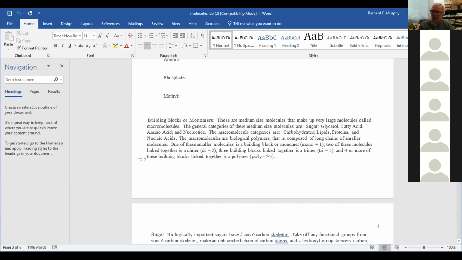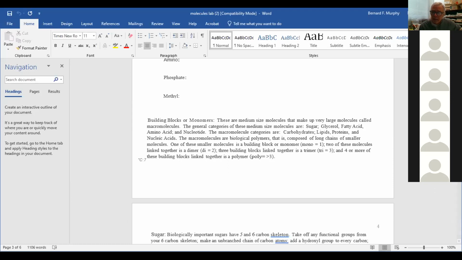And they're put together in reactions called dehydration reactions. And they're all put together this way. And what dehydration means, what do you take away when you dehydrate something? Water. You take water away, and you can attach these monomers one to another in long strings.